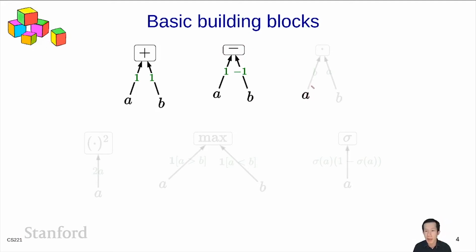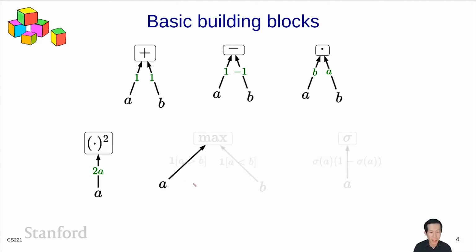Here we saw this example, A times B, and the gradients are B and A. If you look at the squared function, A squared, the gradient with respect to input is 2A, so it's kind of the power rule.